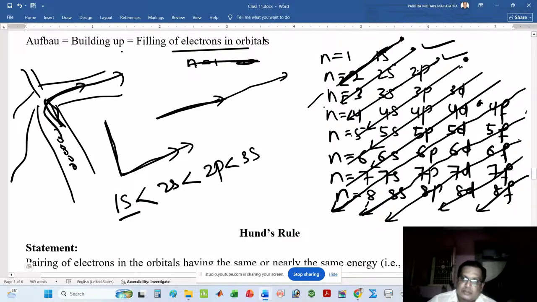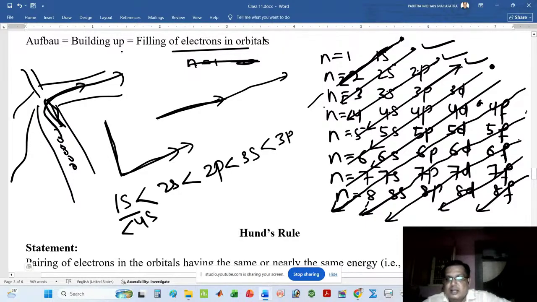Next move to the fourth arrow mark. Start your journey from this. Then you will go like this. 3p will come. So here I can write 3p. Next move to the another orbital. Here 4s will come. So here we can write 4s. That means 3p is smaller than 4s. Next, you will move to next. No orbital is found. N equal to 5 is given. It is not an orbital.